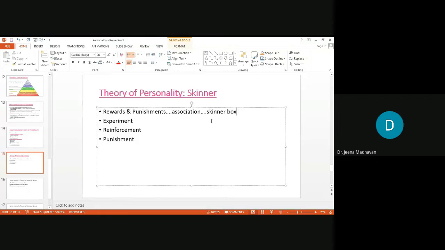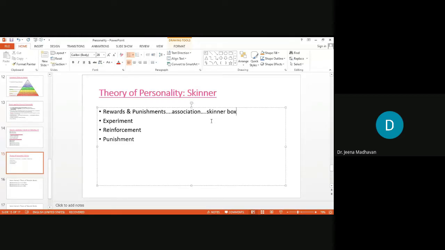When the rat presses the blue button, the rat will get a food pellet, and we can consider it as a reward.